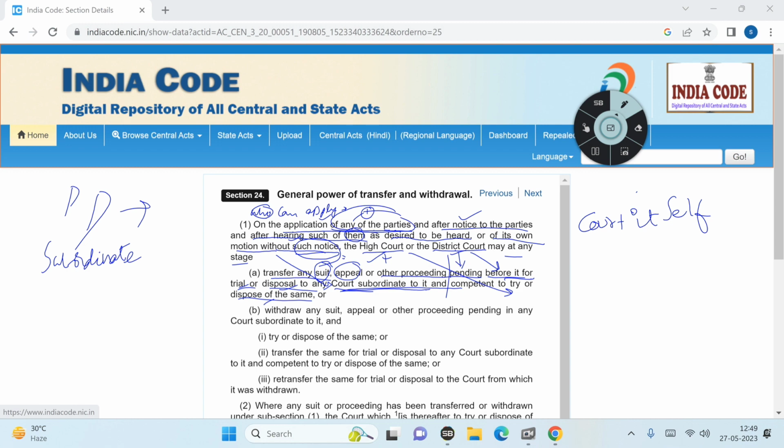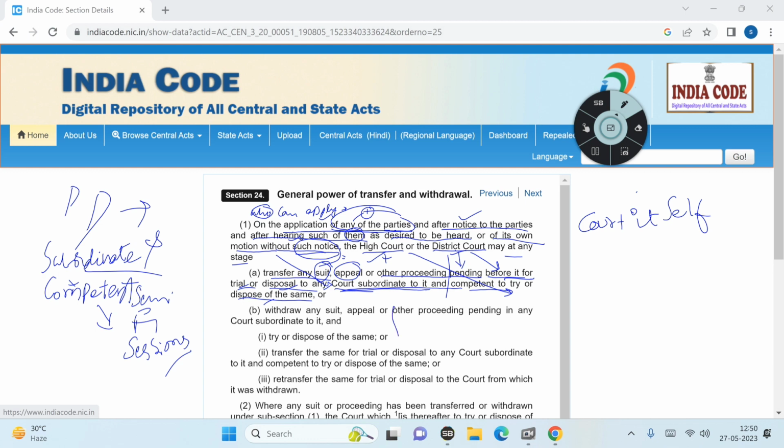Subordinate and competent. Just because it is subordinate, we can't transfer. It should be competent to try it. Suppose any district, any senior civil judge court or family court or any sessions court, it should be competent to dispose of the same. So that is one condition.